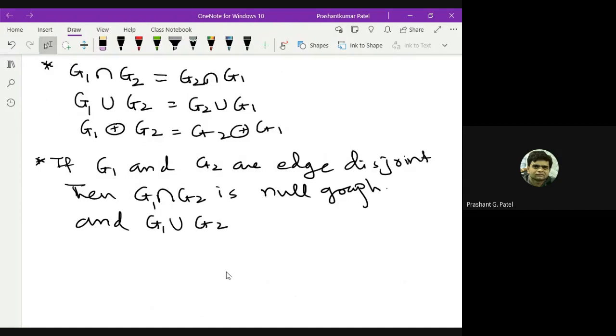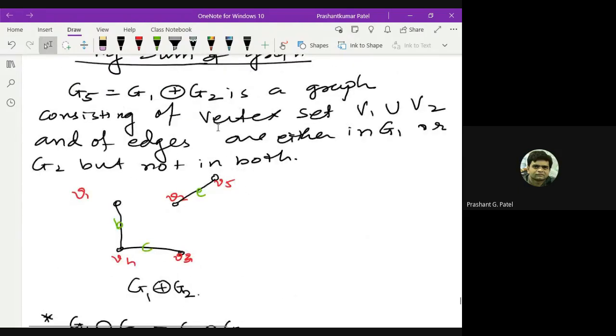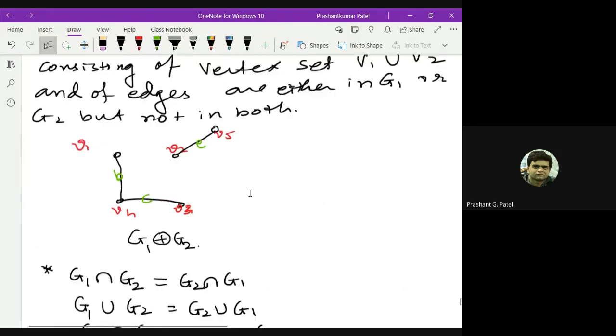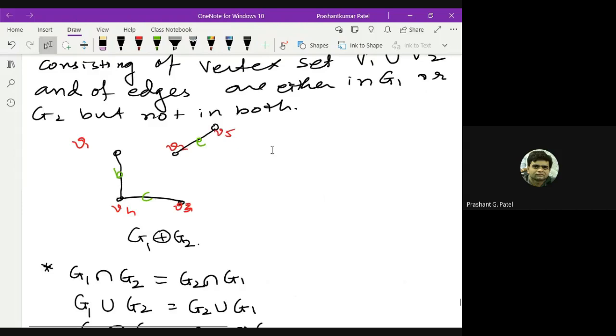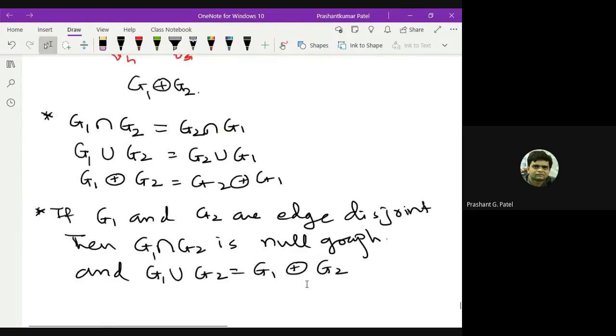What will be the union? The union is G1 direct sum G2, because in this ring sum graph, the edges which are neither in G1 nor in G2 are common in both, but not in common in both. So there is no common edges. So whatever the edges in G1 and whatever the edges in G2 will be there. So that is the thing you got.